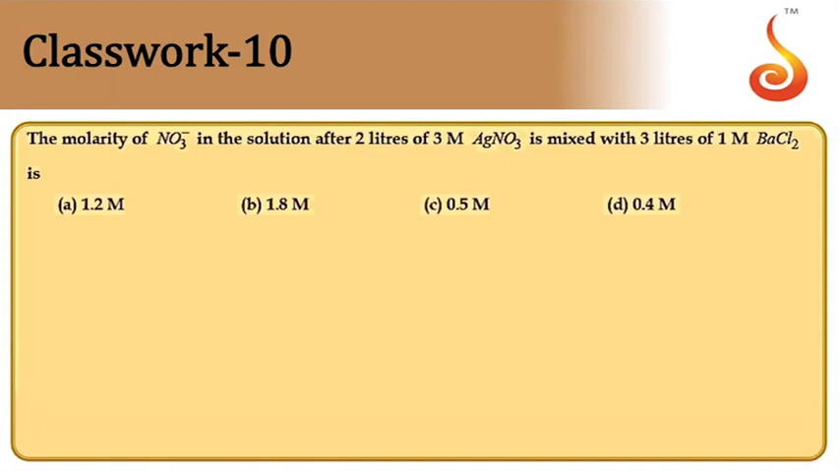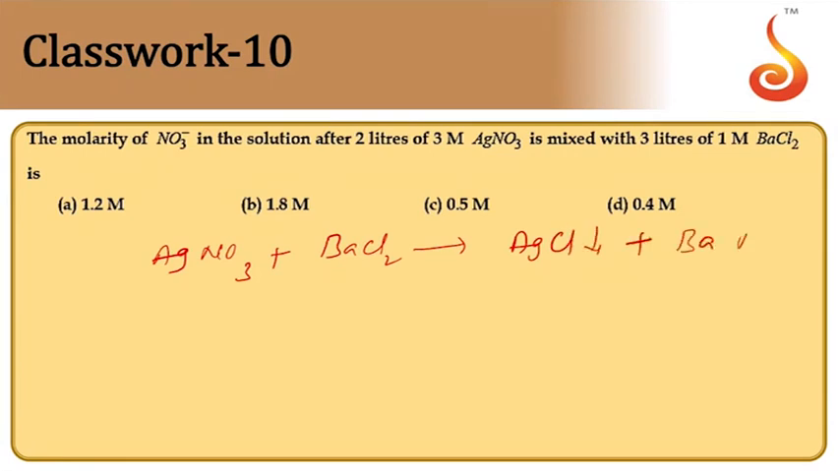When you take the reaction between these two, say AgNO3 plus BaCl2, it forms AgCl precipitate plus Ba(NO3)2, taken twice. So this will be 2, this will be 2 then. Now the number of moles of AgNO3 taken, 2 liters, 3 moles. So 2 into 3, so 6 moles of AgNO3 is there. Number of moles of BaCl2, 3 into 1, so 3 moles of BaCl2 is there.